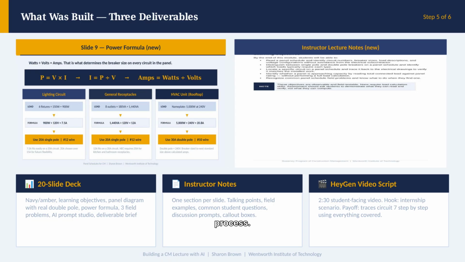Here's what came out of this process. 3 deliverables: a 20-slide lecture deck in a consistent visual format, learning objectives, a panel diagram with a real double pole breaker, the power formula connection, 3 field problem slides, an AI prompt studio for students, and a deliverable brief with a rubric. Instructor lecture notes to share with the team of lecturers and adjuncts who are teaching the course with me.